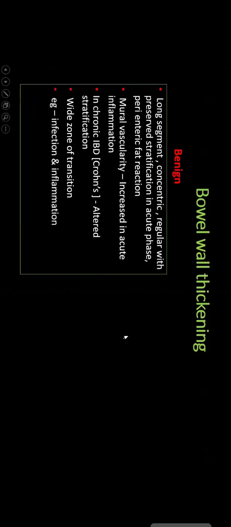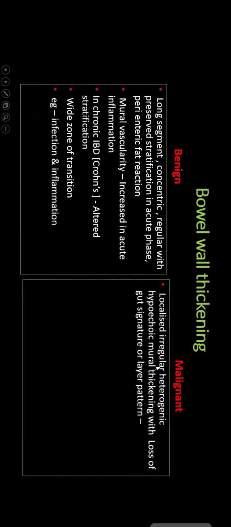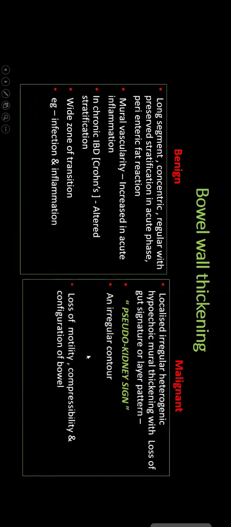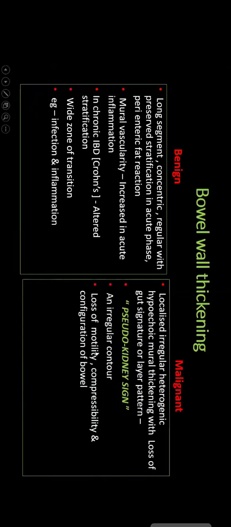Example, infection, inflammation. Now coming to malignant pathologies, malignant bowel wall thickening. There is localized, irregular, heterogenic hypoechoic wall thickening with loss of gut signature and layer pattern. This is commonly known as the pseudokidney sign. There is irregular contour of the bowel wall involved, loss of motility, loss of compressibility, and loss of configuration of the bowel in the affected segment. These are all salient features of malignant bowel pathology.